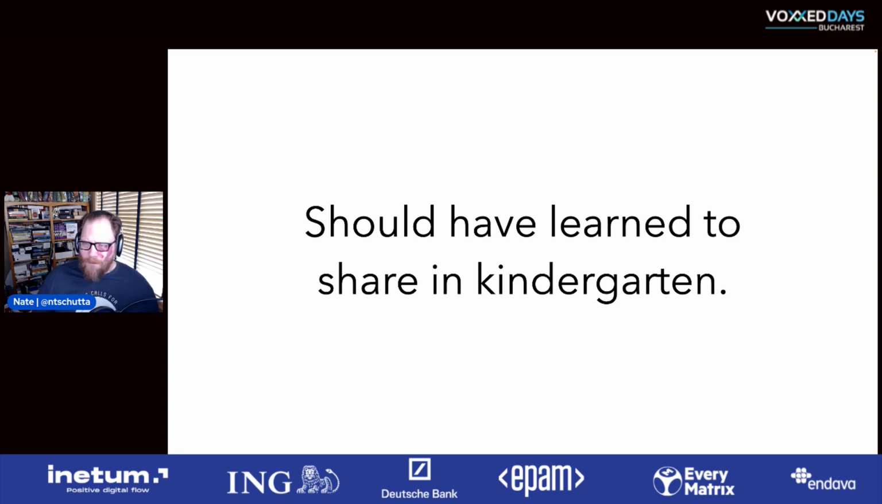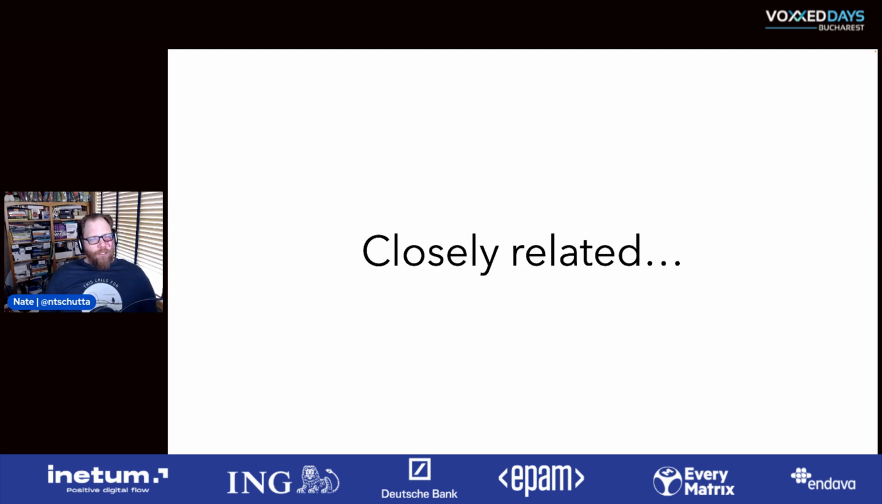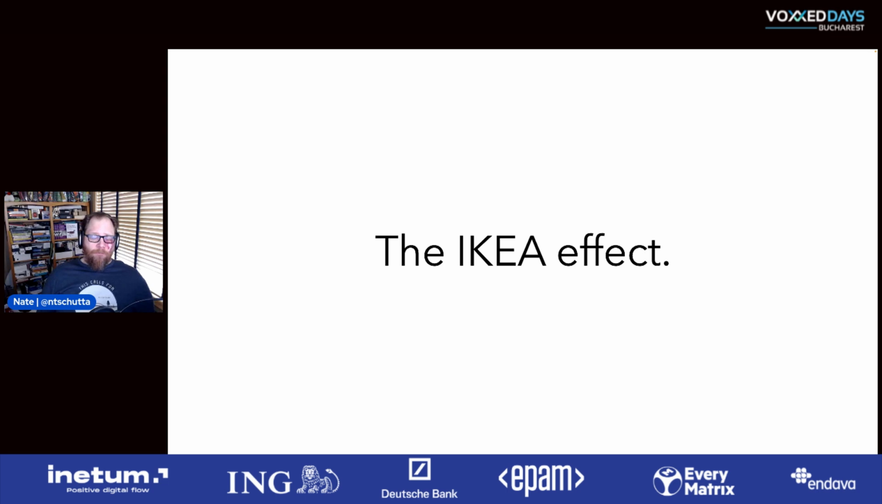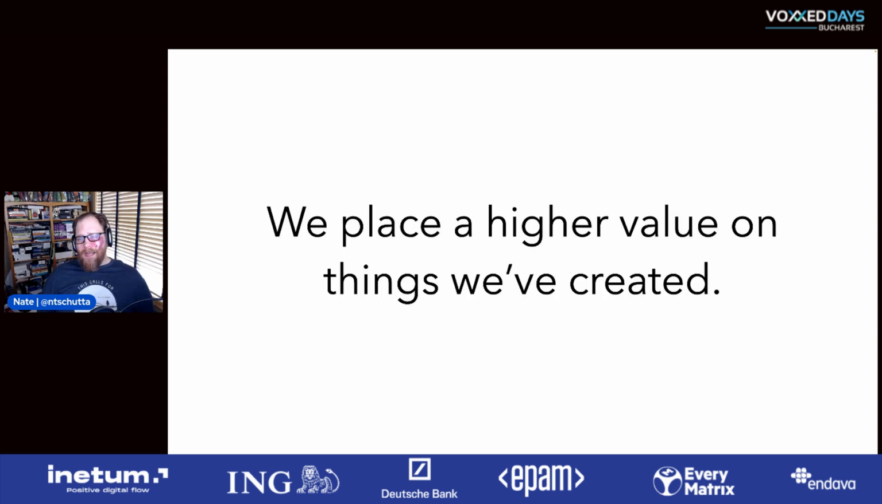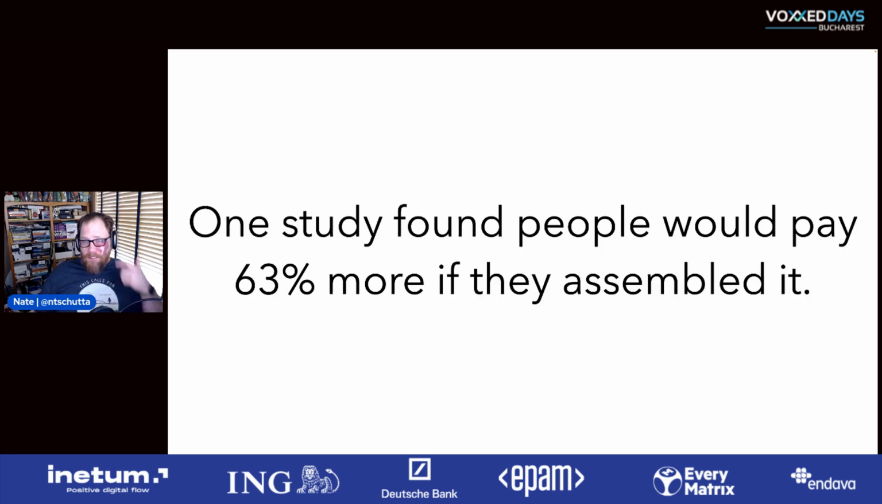I mean, this is something we learn very early, or we're supposed to learn very early on in our academic career. Now, very closely related to this is the IKEA effect. This is another well-known cognitive bias that boils down to: we place a higher value on something we've created. There was a study that said people would pay 63% more for an end table if they had assembled it themselves. They ascribed a higher value to it if they were the ones that built it.